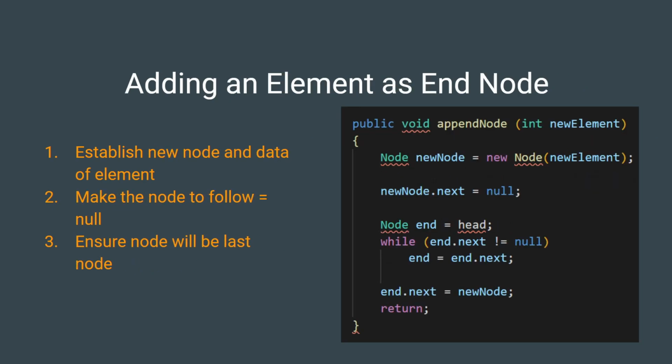So adding an element as the end node, here's the code for that. You can plug and play and try that out for yourself. You want to establish the new node and data of the element, make the node to follow as null, and then you ensure the node will be the last node.